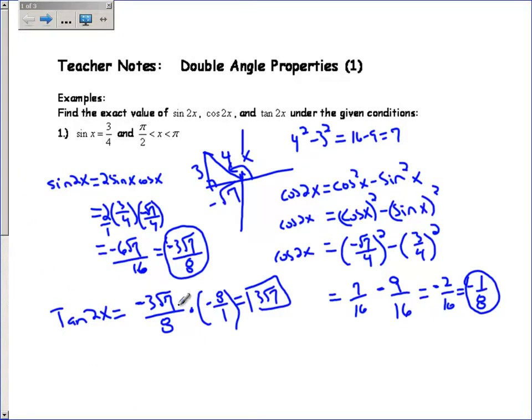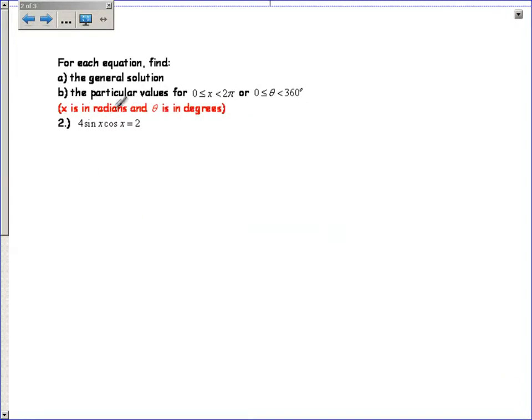All right, let's keep going here to our next page. The next thing we're going to do is a general solution and also particular values. So I'm going to look at this equation and figure out how I can manipulate it so that it looks like one of our formula chart formulas, or I want to turn it into a single trig function. I don't want sine and cosine here. So if I divide both sides by 2, I get one of our formula chart statements. So dividing by 2, I get 2 sine cosine, which we know is the sine of 2x.